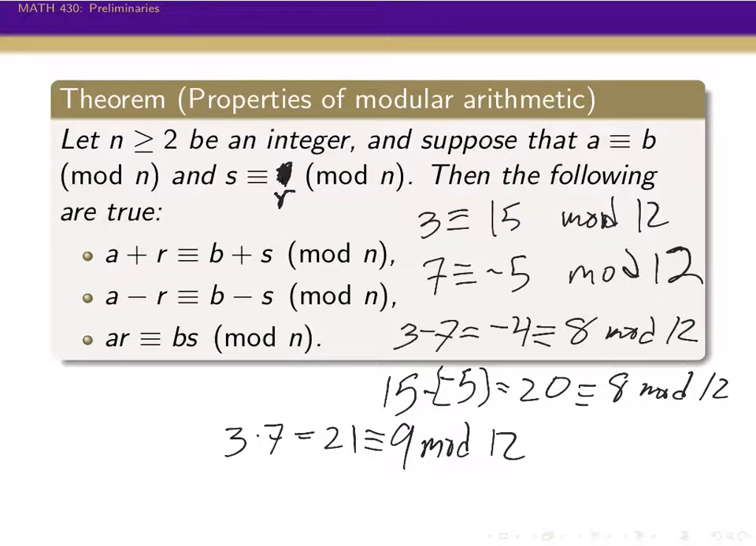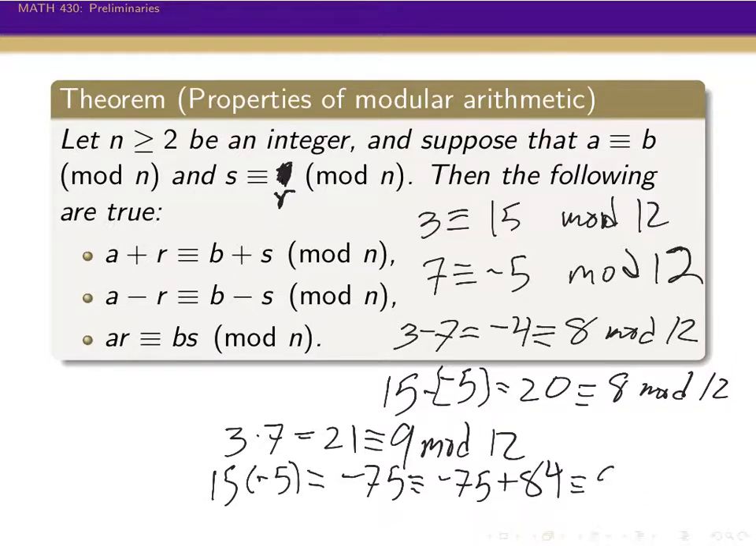If we do 15 times minus 5, well, that's going to be minus 75. And so minus 75, if I add 84 to that, so this is going to be congruent to minus 75 plus 84, because 84 is a multiple of 12. And so what do I get? 9 mod 12. Okay, so swapping 3 and 7 with 15 and minus 5 hasn't changed anything.